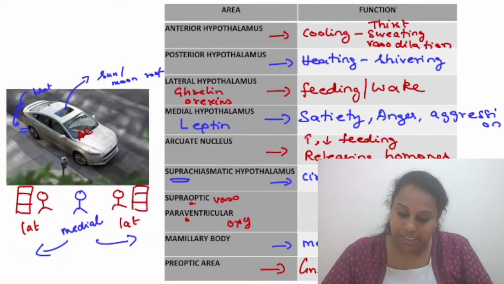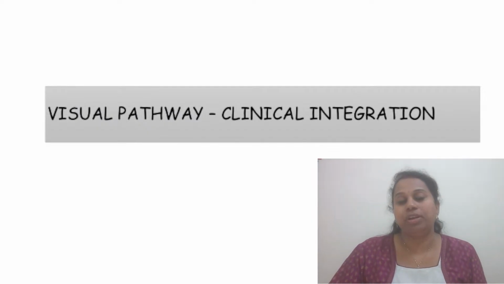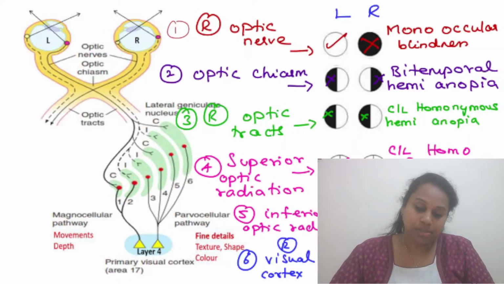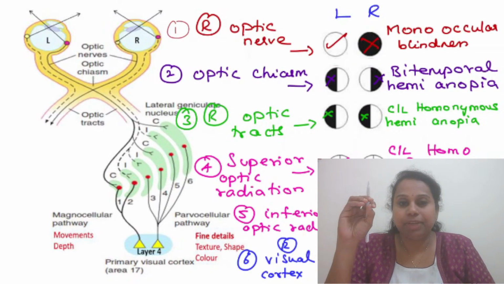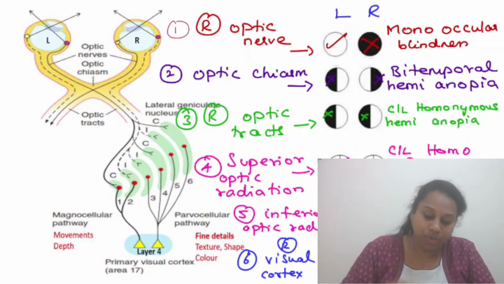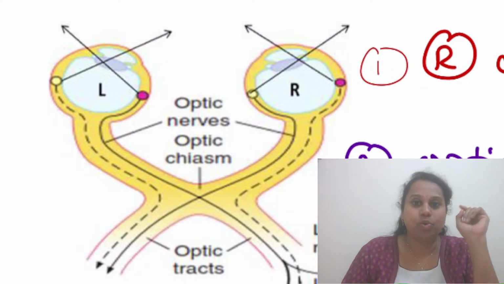Yes. Next, let's quickly move on to visual pathway defects. Very important topic in physiology and also in eye. So what is the visual pathway? Let's quickly go through the pathway and also the defects. In the visual pathway, first of all, there is a crossing over. What is this crossing over?